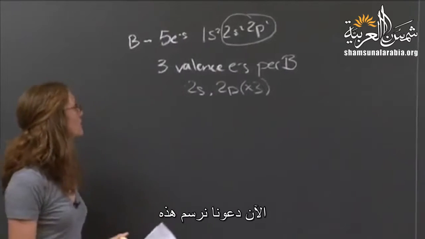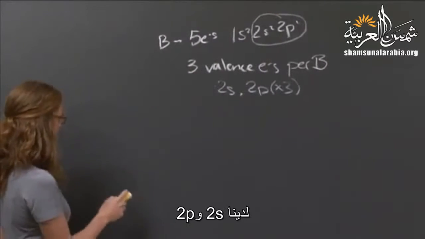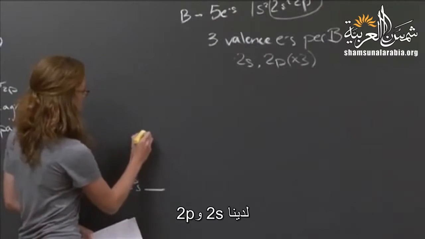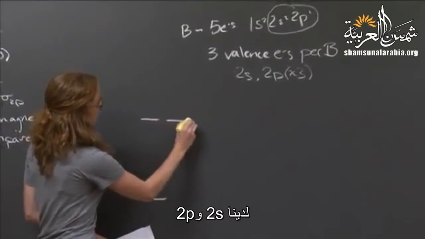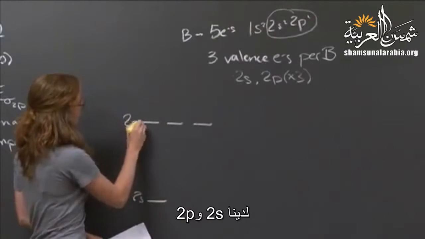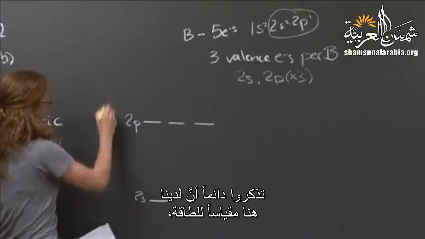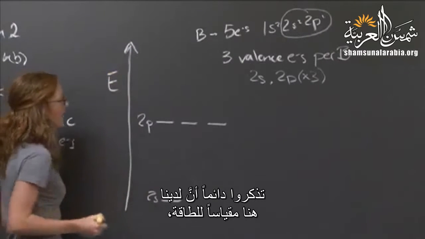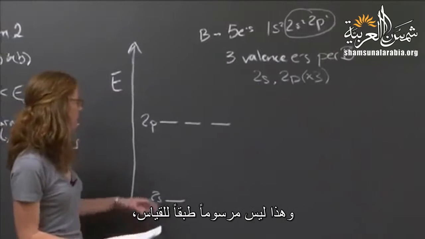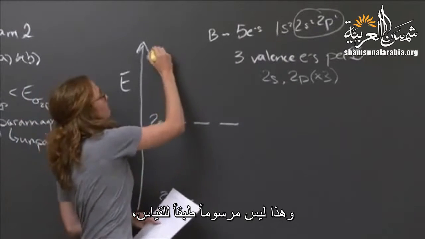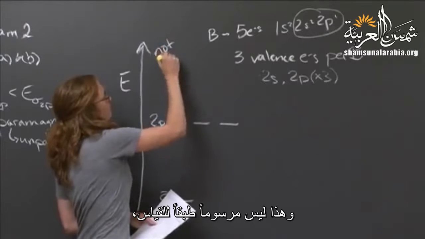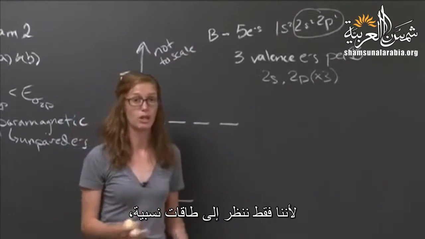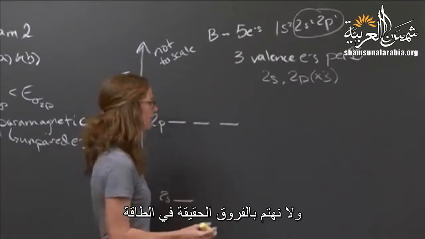So now let's draw those in. We have 2s and 2p. Remember to always have a scale here, and we're in an energy space. And this is not to scale, because we're just looking at relative energies. We don't care about the actual difference in energy.